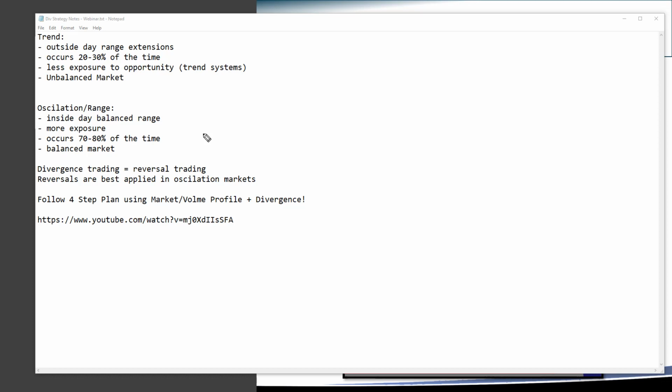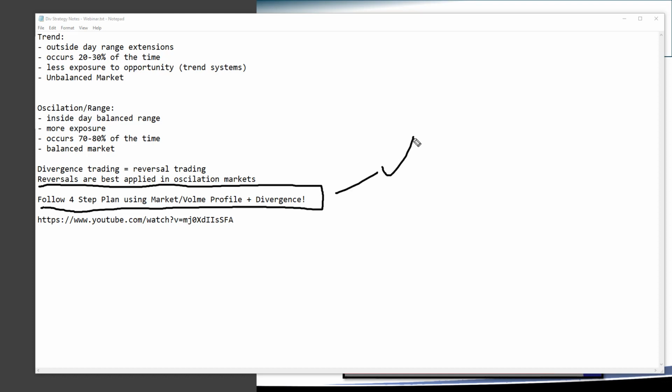Now, I'm going to be teaching you a four-step plan using market and volume profile plus divergence today. In fact, my job first is to teach you what divergence is and when to best apply it. I'm going to be teaching you a strategy that incorporates volume and market profile plus divergence. I also did a video several months ago, and I'm going to give you the link to this video. We back-tested several setups using the VMDivergence software with what I'm about to teach you.